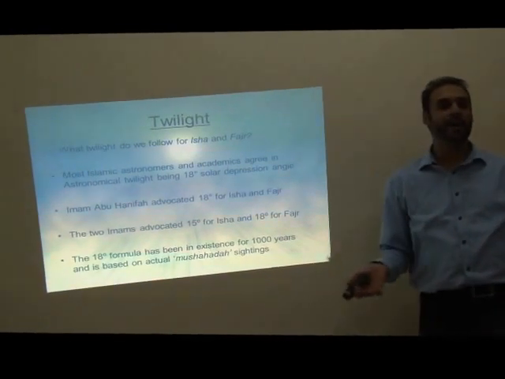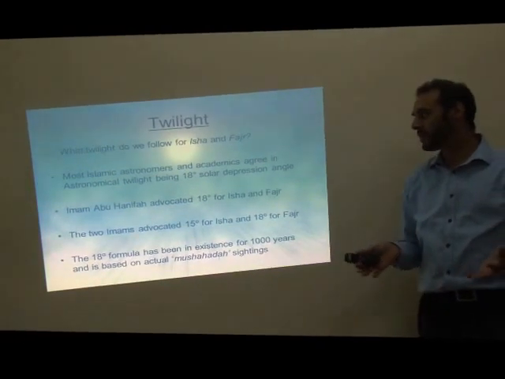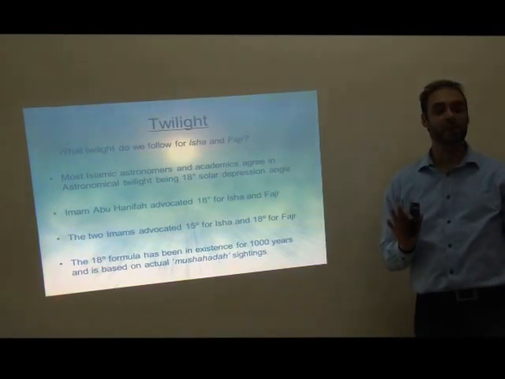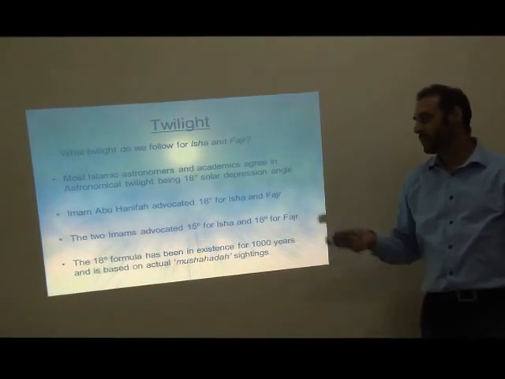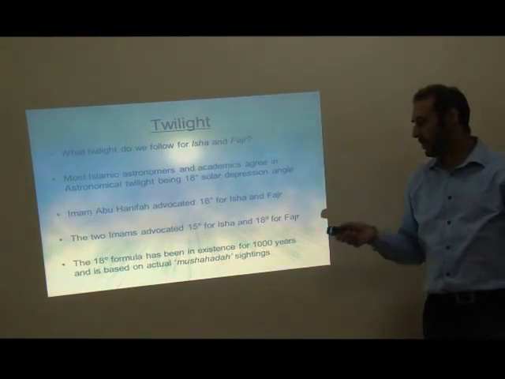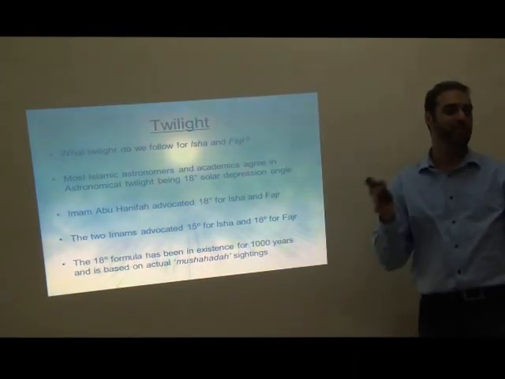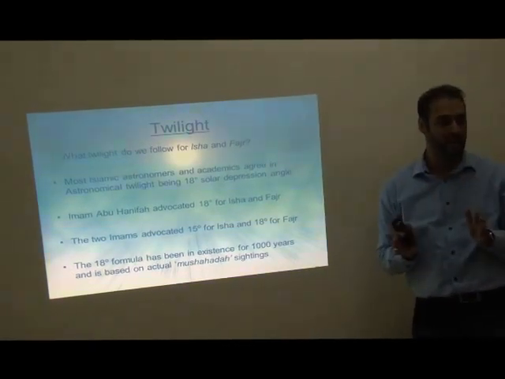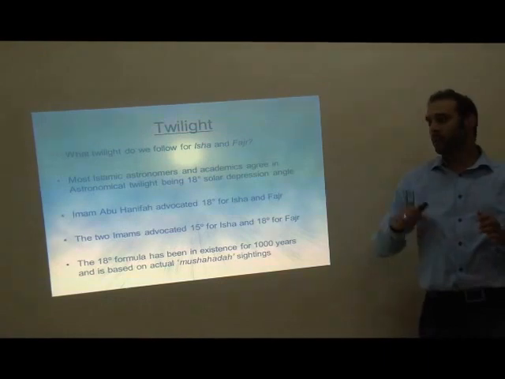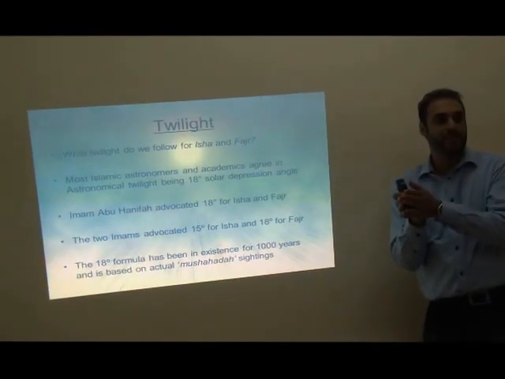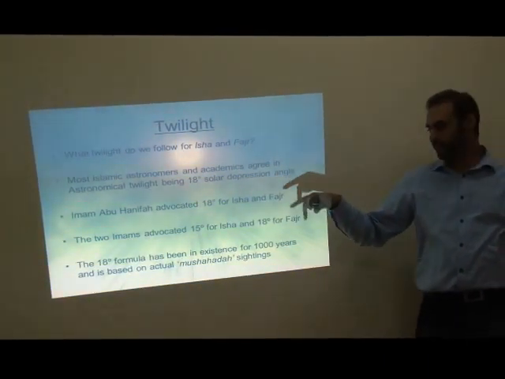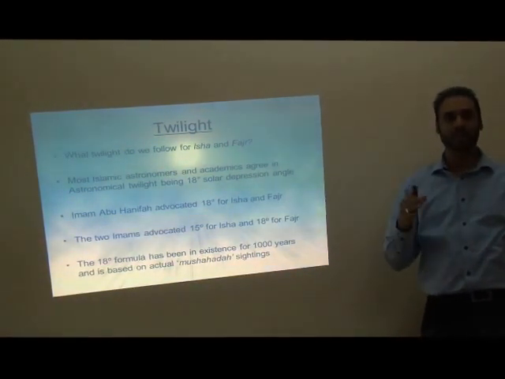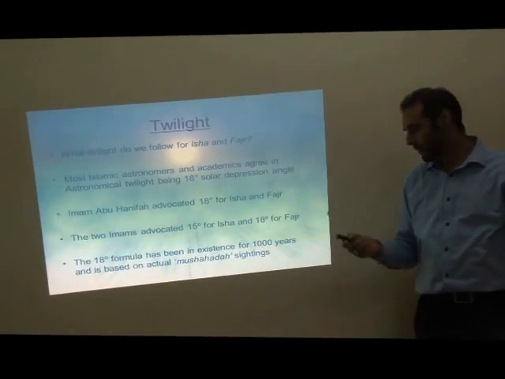So what twilight do we follow for Fajr and Isha? Most Islamic astronomers and academics agree in twilight being 18 degrees below the horizon. Abu Hanifa advocated 18. The two Imams advocated 15. Now, 15 degrees, between 12.5 and 16, is where you get the red twilight, Shafaq al-Ahmar. Once the redness disappears, according to the Imams, you can pray. But Imam Abu Hanifa says, no, it's 18 degrees, we have to wait till the white disappears as well. In England, we follow the 18 degrees, and I'm going to tell you why we do that.